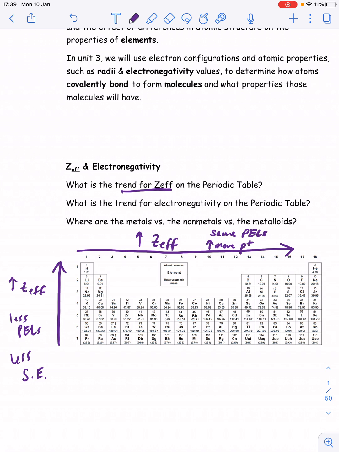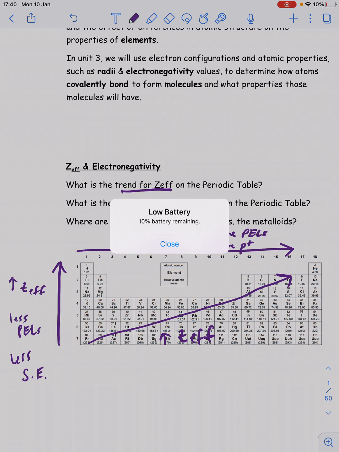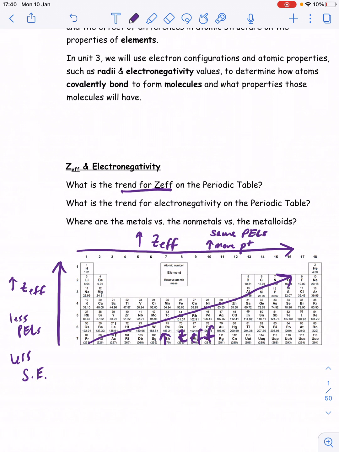So these are the directions of increasing attraction for electrons, and we could combine them to say that the general increase in Z effective is in that direction.